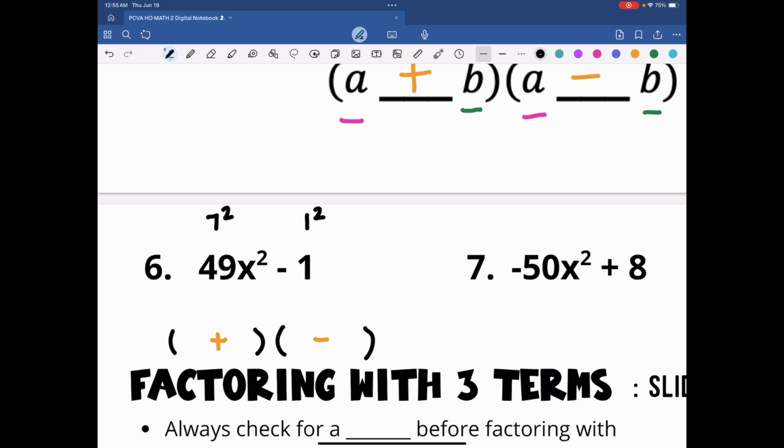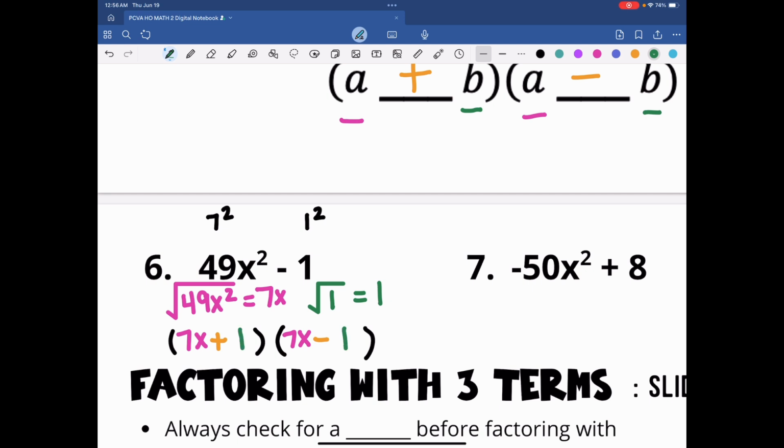But what we do need to do is take 49x squared and take the square root of that. So if we take the square root of that, that's going to leave me with 7x. So the 7x, because the 49 was in the first term spot, is going to go in the first term spot in both parentheses. Then we're also going to take the square root of 1. So the square root of 1 is still 1. That's going to go in the second spot.